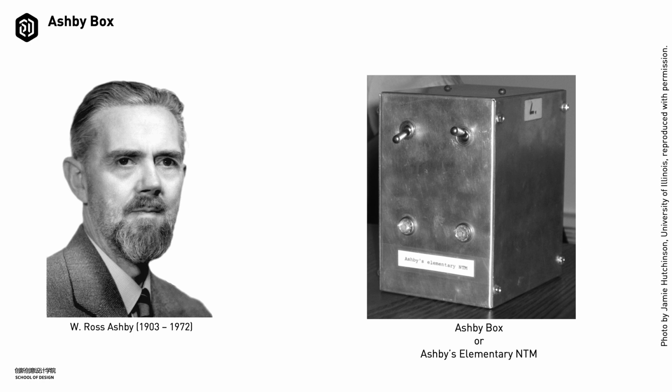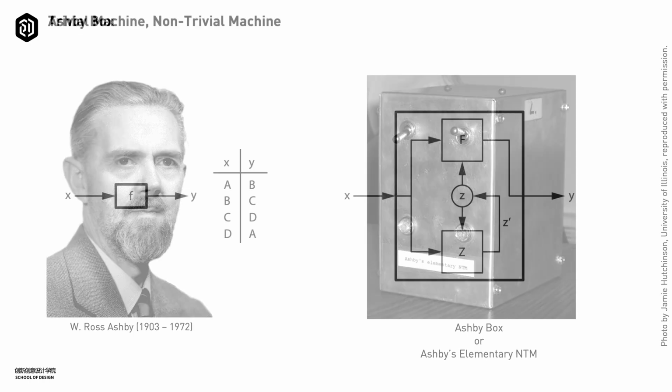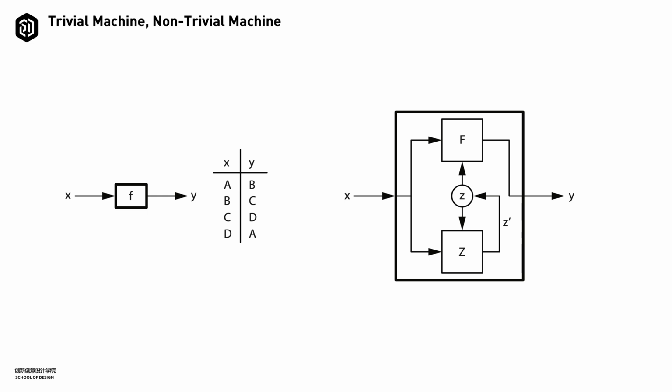This machine has inspired the cybernetician Heinz von Förster a lot, and he turned it into a diagram which he called the trivial machine, over here, and the non-trivial machine, over there. The trivial machine has a very predictable input-output relationship. Every time you put in an A, out comes a B. Every time you input a B, out comes a C, and so forth.